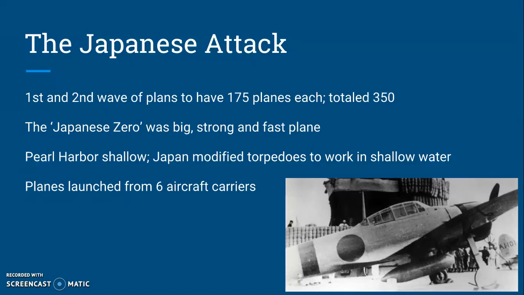And there were 6 aircraft carriers to launch all the planes using the attack, so they didn't have to travel all the way from Japan. Japan was about 4,000 miles away, so that's a long trip for planes to make. You'd run into possibly running out of fuel and other problems. So they loaded the planes onto aircraft carriers and ended up taking them about 300 miles away from the base at Pearl Harbor.